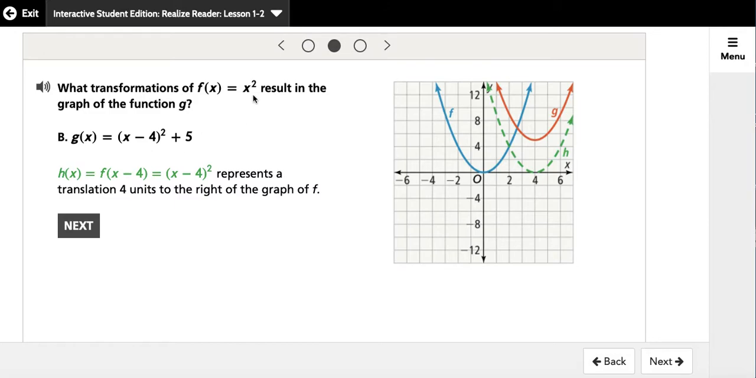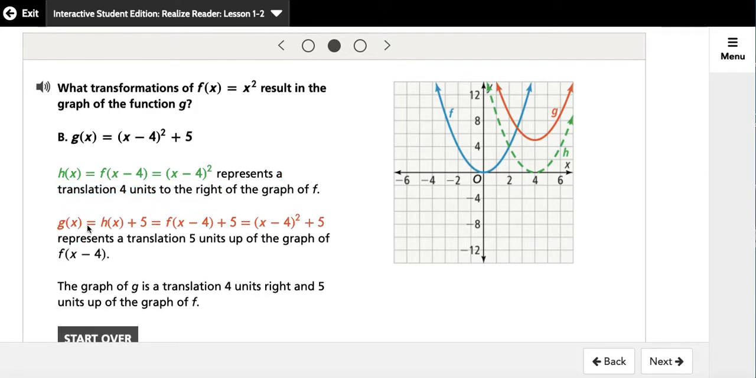First, we would move from x squared to the x minus 4 squared, and that represents a translation 4 units to the right. So there's the key phrase, a translation of 4 units to the right. Then you'll deal with the plus 5, which is a translation 5 units up.